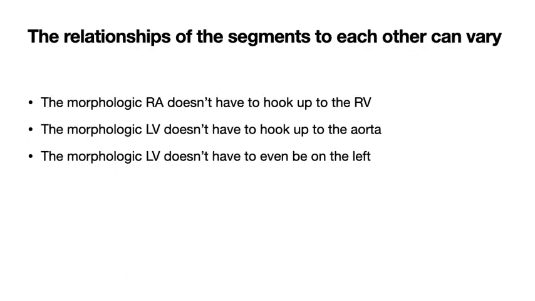All right. Now the thing that's important is those segments, veins to atrium, atrium to ventricle, ventricle to outflow tracts, they don't all hook up necessarily the correct way. So how these are related to each other can vary. In other words, the morphologic right atrium doesn't have to actually hook up to the right ventricle. Morphologic left ventricle doesn't have to hook up to the aorta, and the morphologic left ventricle also doesn't even have to be on the left.